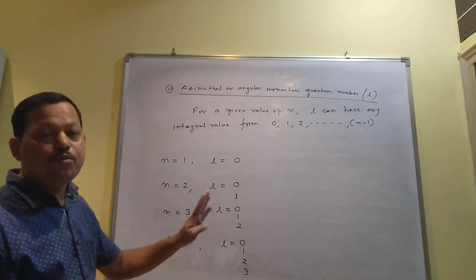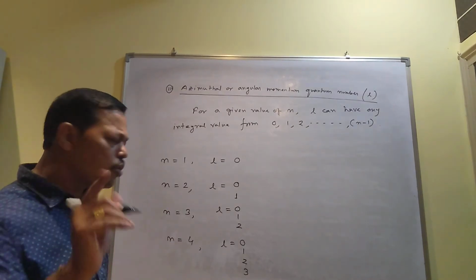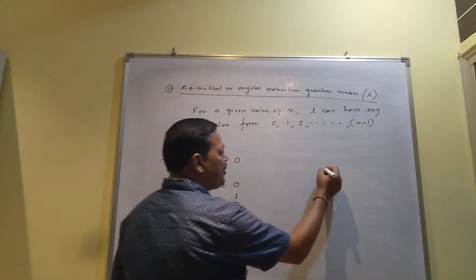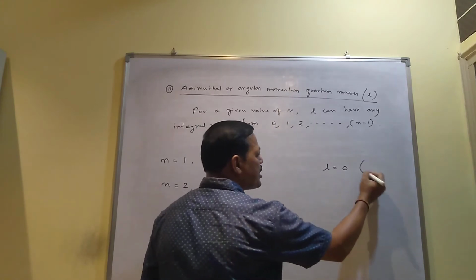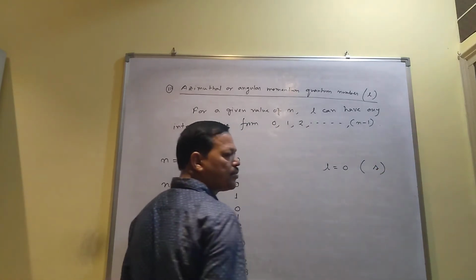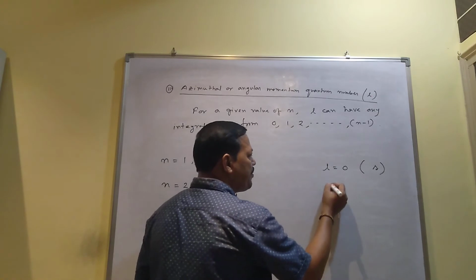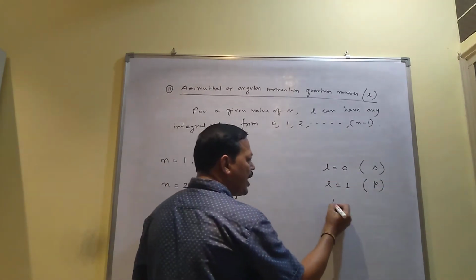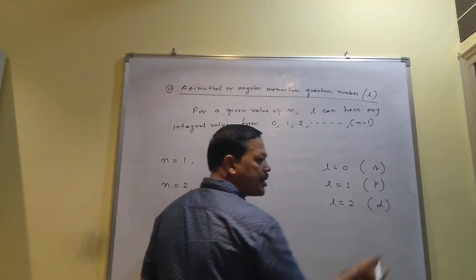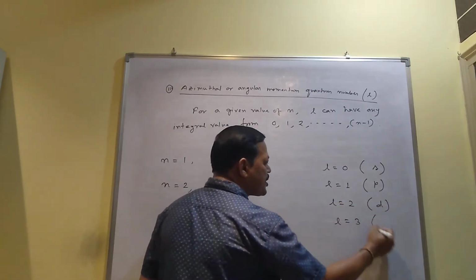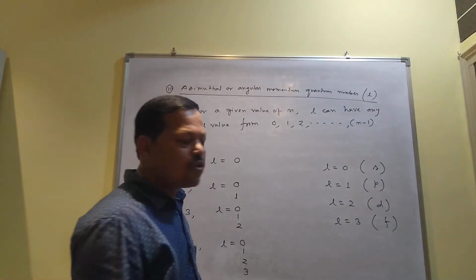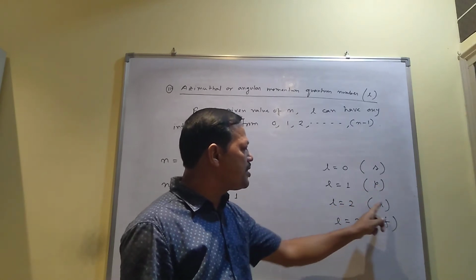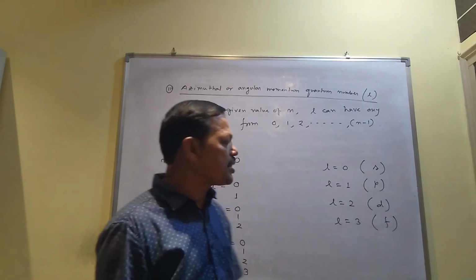Now, what are the names of the subcells? Always remember, there are some names for the subcells. If L value is 0, the subcell is represented by S subcell. If L value is 1, the subcell is called P subcell. If L value is 2, the subcell is called D subcell. And if L value is 3, the subcell is called F subcell. So always remember, L value 0 means S subcell, L value 1 means P subcell, L value 2 means D subcell, L value 3 means F subcell.